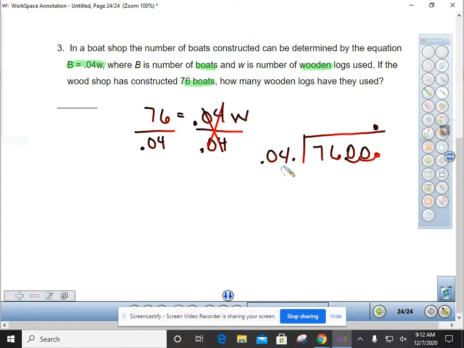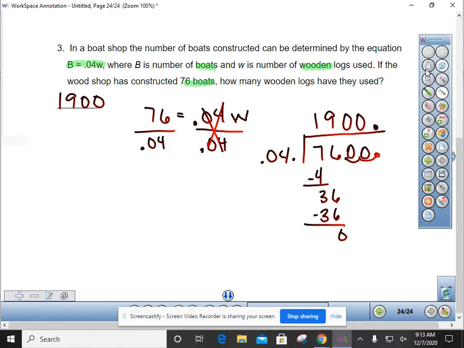This is now 4 into 7. One. Bring down the 6. 9. 4 into 36. 9. What do I do with these 2 zeros? Yeah, add them right there. So how many wooden logs are they going to use for their 76 boats? Does that make sense that they're going to use almost 2,000 wooden logs for 76 boats? Yes. It takes a lot of wood to build a boat, right? Yes. Awesome.